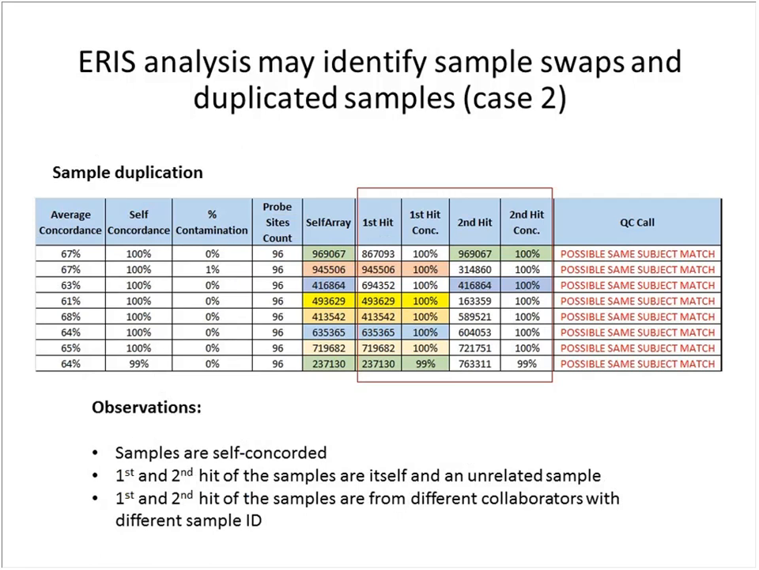So we investigated this. We contacted the collaborators, and in the end, we found out that the first hit and the second hit samples originated from the same source. The samples were sent to the collaborators, and then the collaborators sent them to us independently. However, we found here that they are duplicated samples.